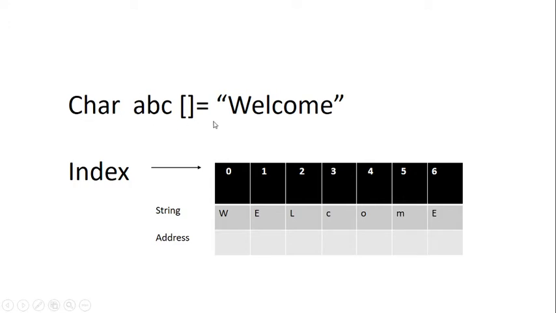Now here we can see the initialization of a C string. You have to write char, the name of the string, and after that you give the brackets and then equals, and you can write your string. In such a way the string will get saved in a memory location. It has index numbers that start from 0, and this is your string. This way a string gets saved as a one-dimensional array.